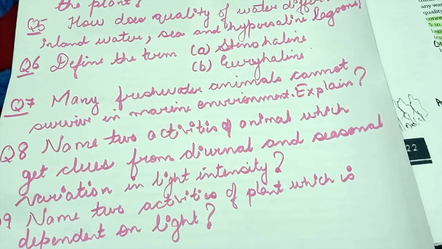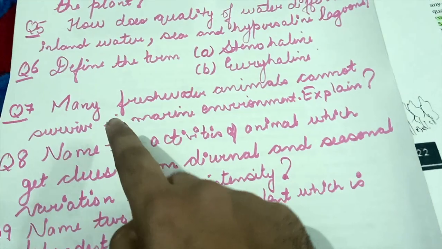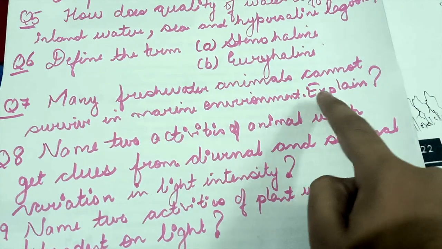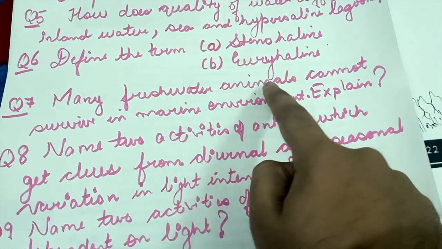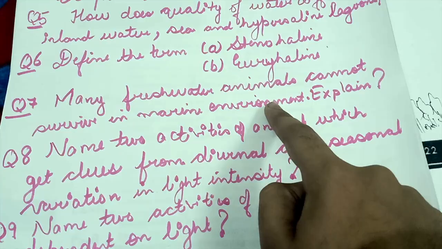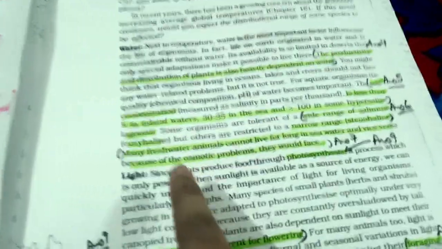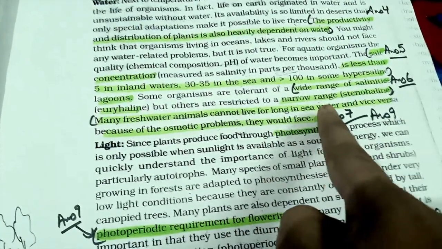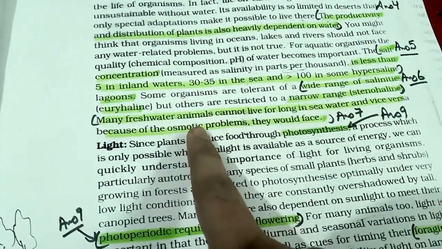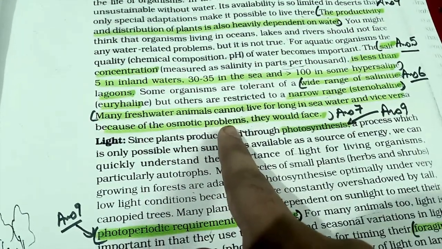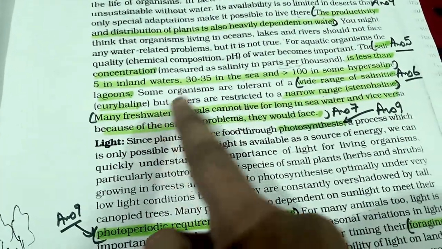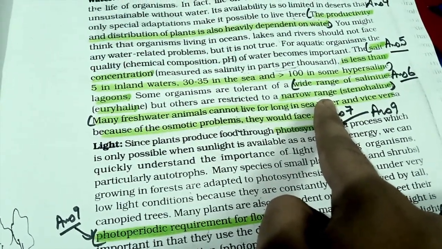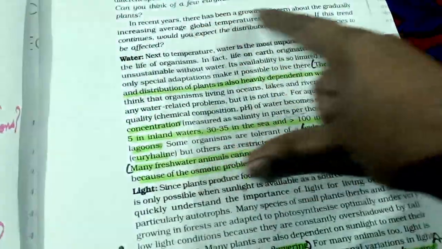Now the next question that can be asked is, many freshwater animals cannot survive in marine environment. Explain. Why freshwater animals cannot survive in marine environment? The answer is given here, that freshwater animals cannot survive in marine environment or sea water because of the osmotic problems they would face. If we place a freshwater animal in seawater, they would lose water from their body and hence die. So these are the important questions from this para, water.